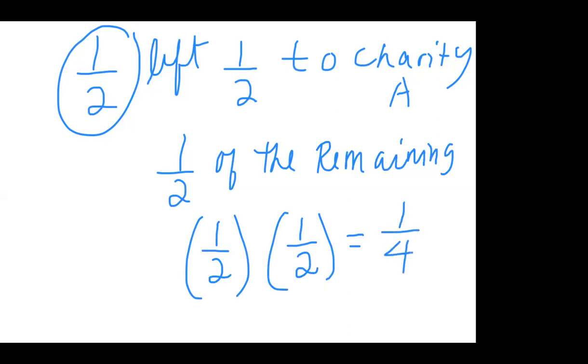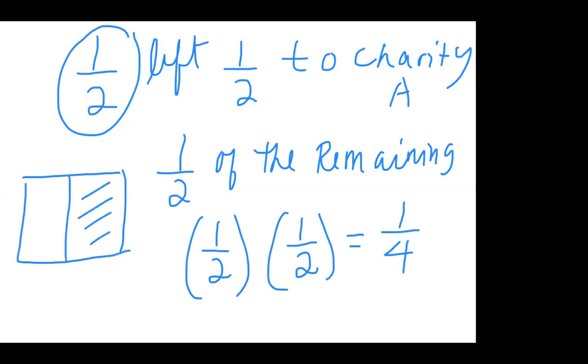Now, this is a nice one, guys, for a nice little picture. Let's say this box here represents the estate. You take half of it. This half goes to family, so you're left with 1/2. You're left with this half right here, the other half. Now they want you to take a half of the half that is left over to give to charity.